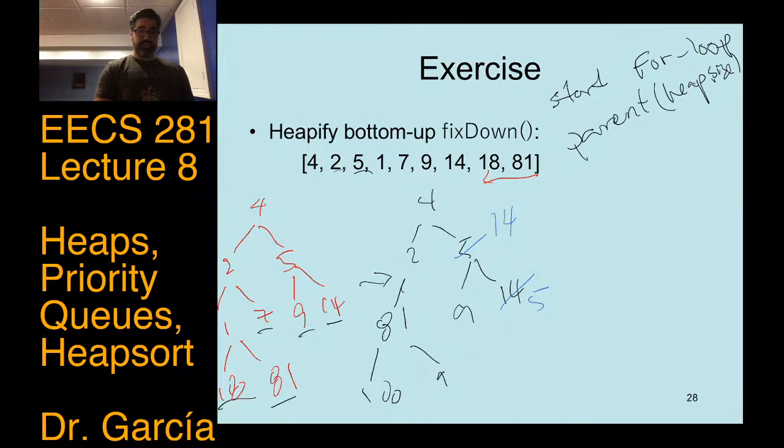That means 81 comes here, 2 moves down here. And then I would try fix down on 4, so 81 comes up here, and 4 comes down here. So notice that as I was iterating right to left, I did not have to bubble all the way down. Every fix down that I did was with the current node and one of its children, and that's it.